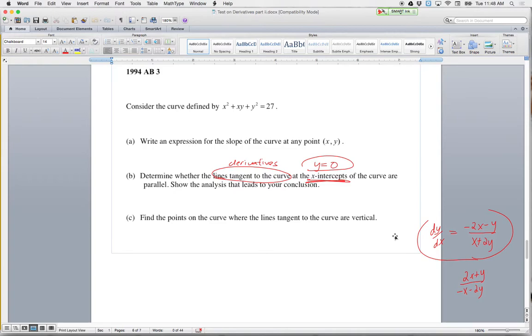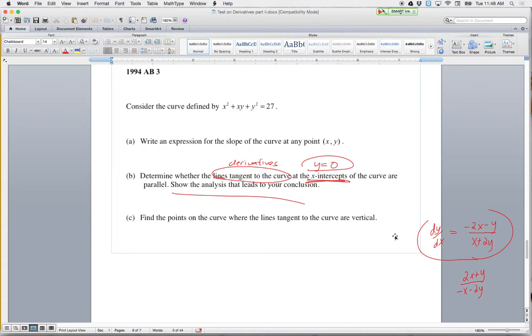What does it mean for slopes to be parallel? Same slopes. Do you understand the problem now? You understand what you're trying to do? Okay, now I just need to show the analysis. Here's the way I did it. I said, well, I'm going to find the x-intercepts first. That's literally what I'm going to do. I'm going to find the x-intercepts.